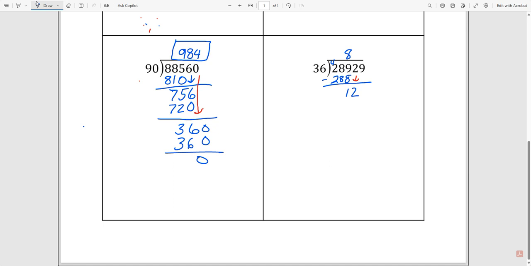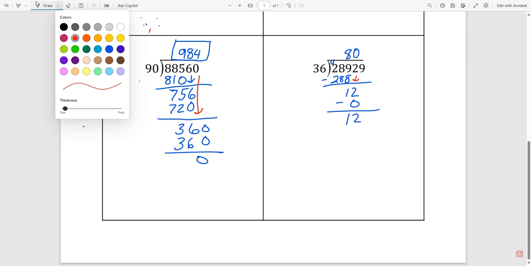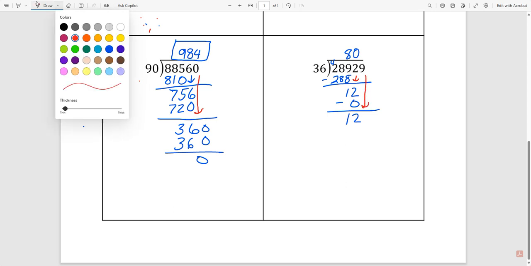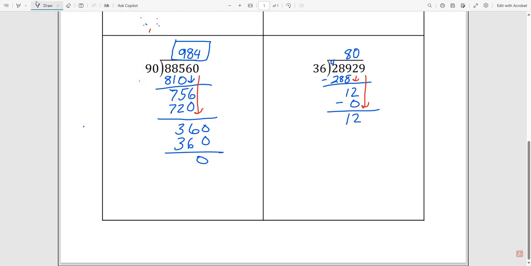Now we'll ask ourselves, 12 divided by 36. Well, 12 can't be divided by 36, but we need to indicate that by saying 0. 36 goes into 12 0 times. And so 0 times 36 is 0. And I will subtract again. 12 minus 0 is 12. And then I'll bring down the last digit, the 9. Bring that down, and we have 129.